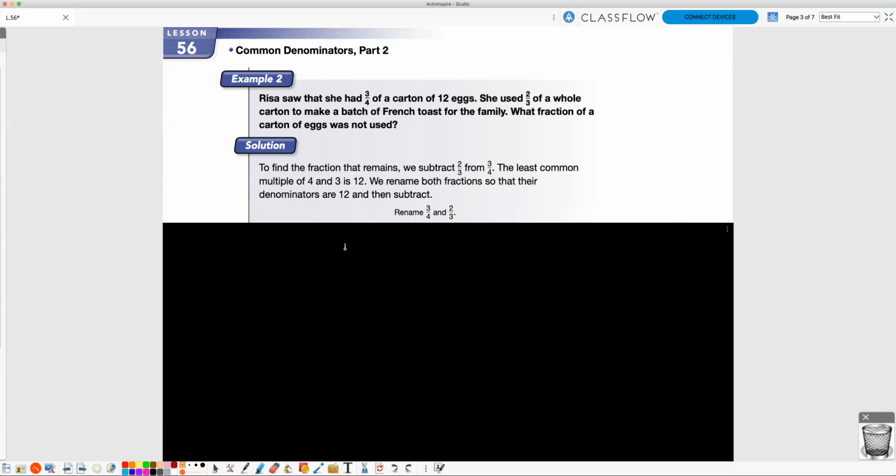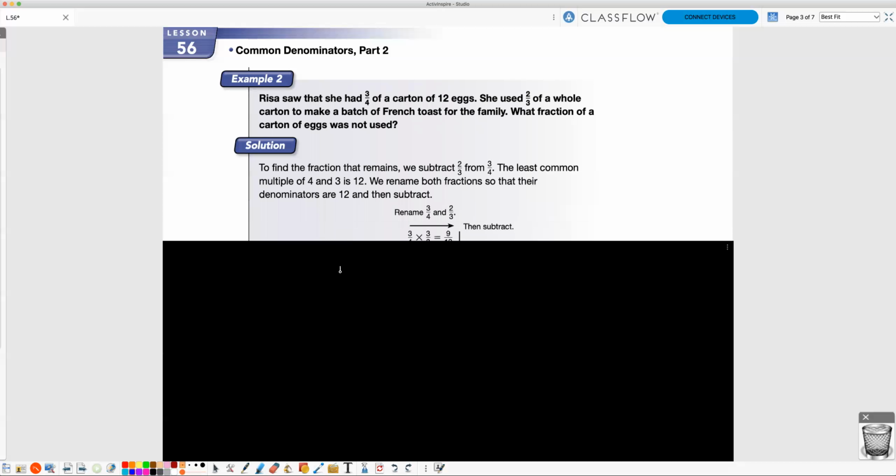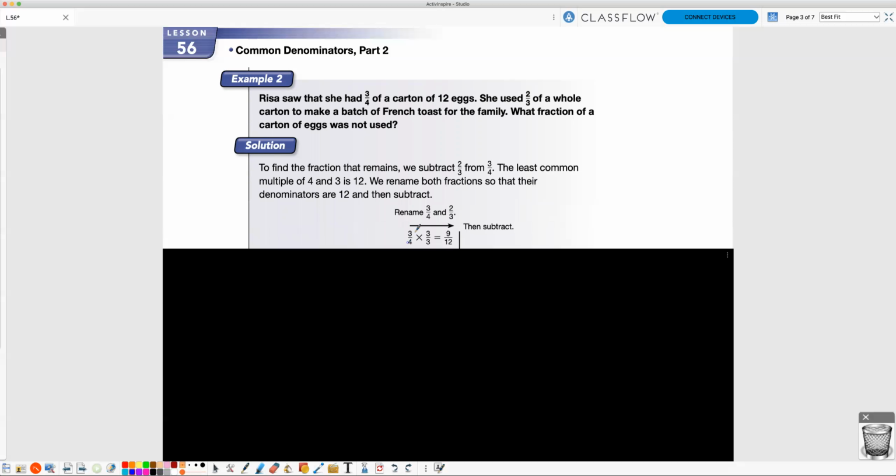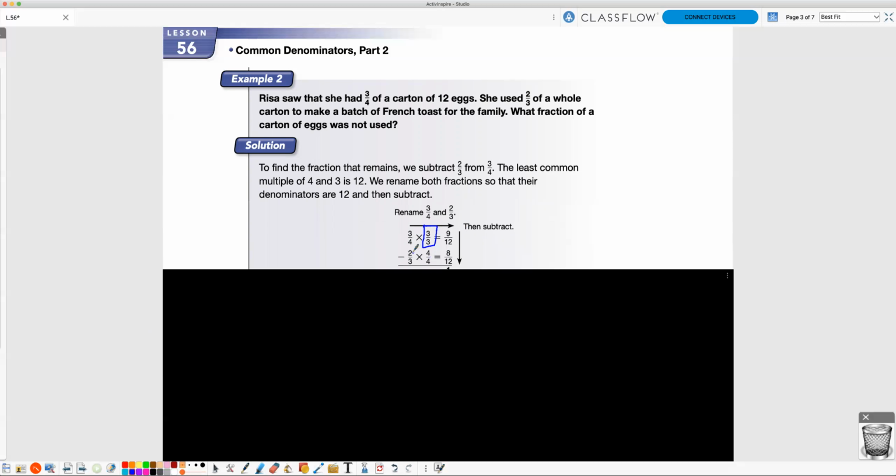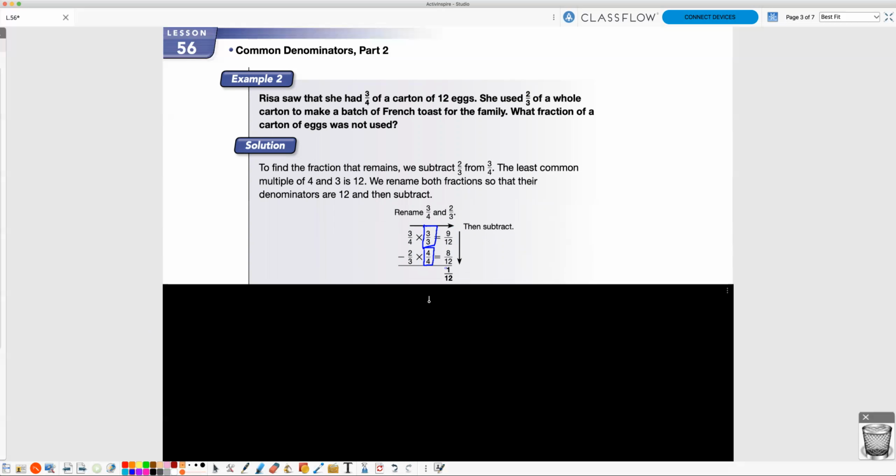So if you rename 3/4 and 2/3, you would get 3/4 times 3/3, that's the equivalent to 1, and you'd end up with 9/12 for that one. If you wanted to rename 2/3, we multiply it by 4/4, which is also equivalent to 1, and you get 8/12. Now you can take 9 minus 8, which is 1, and the denominator remains a 12.